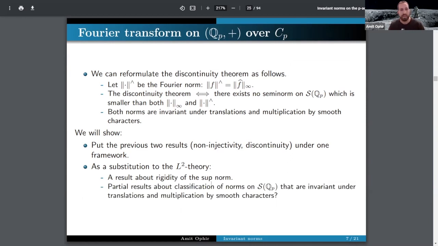And the second point, on which we have only partial results, is perhaps some kind of classification of invariant norms on the space of Schwartz functions.